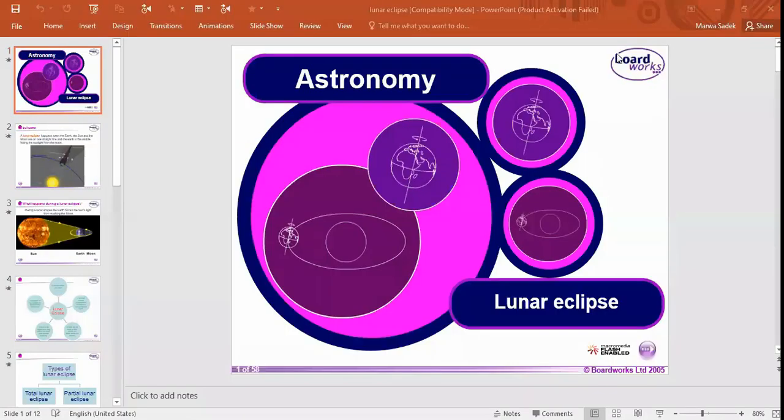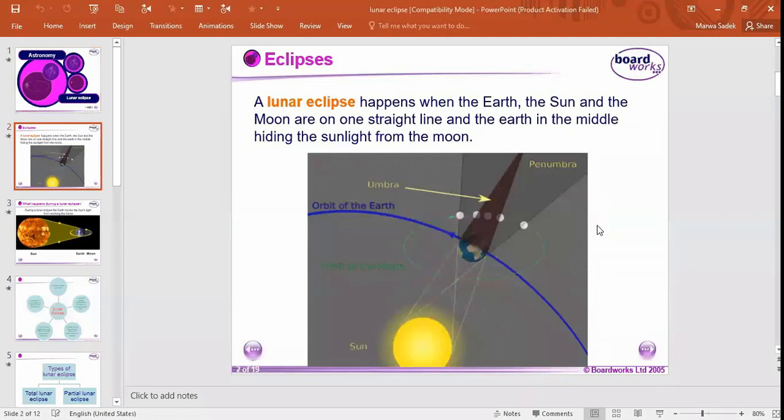Today's lesson is called lunar eclipse. If you look here, this is the sun, this is the earth, and this is the moon. Sun, earth, moon. They are on one straight line, and the earth is in the middle, hiding sunlight from reaching the moon. So this is called lunar eclipse.